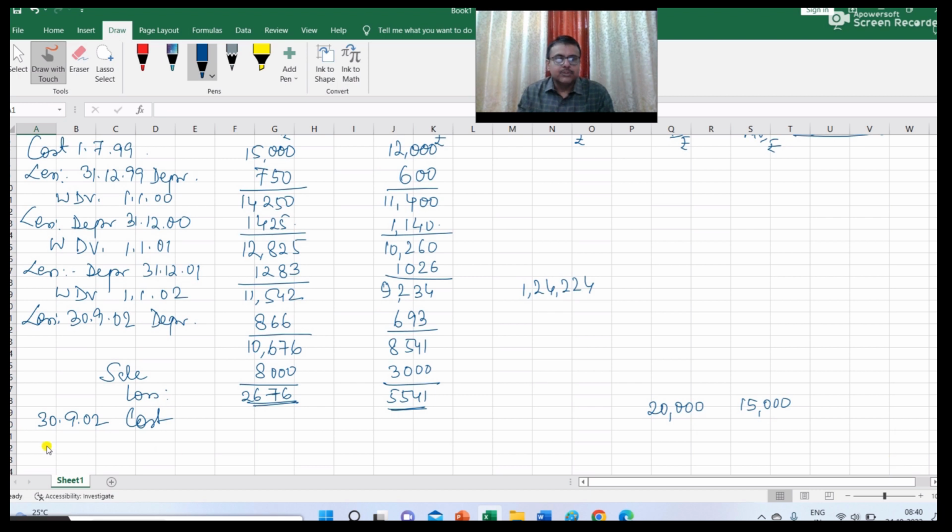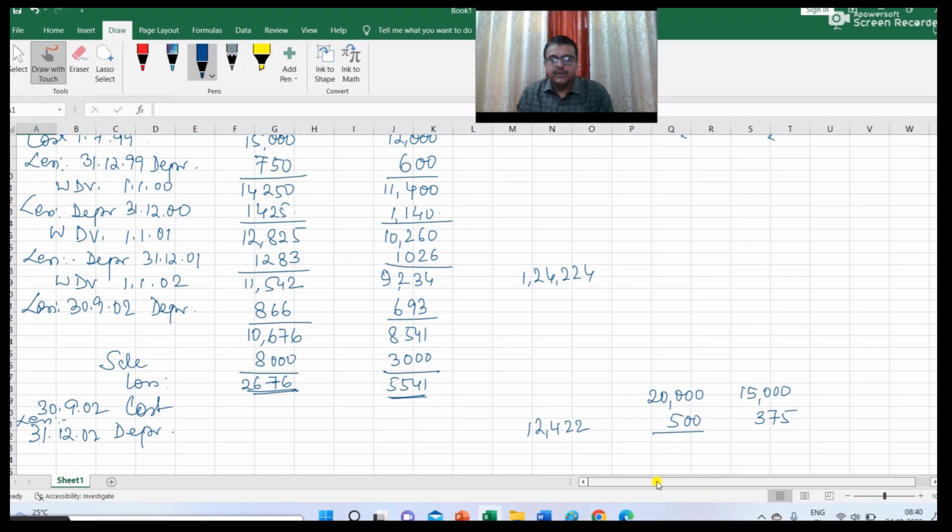Now you have to charge depreciation on 31st December 2002 and this will be 12,422. The depreciation on M3 500. This is depreciation for 3 months and at the rate of 10%. So 2,000 into 3 by 12 and you will get 500. And the amount of depreciation on M5 is 375.